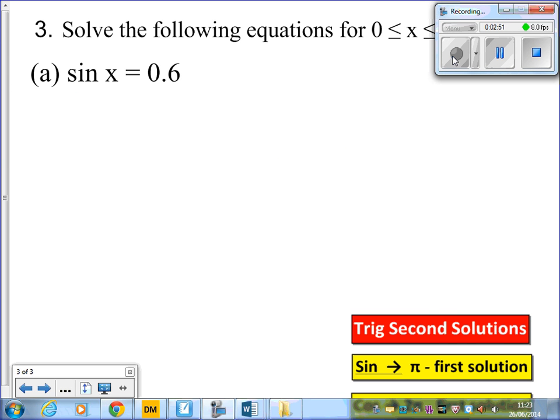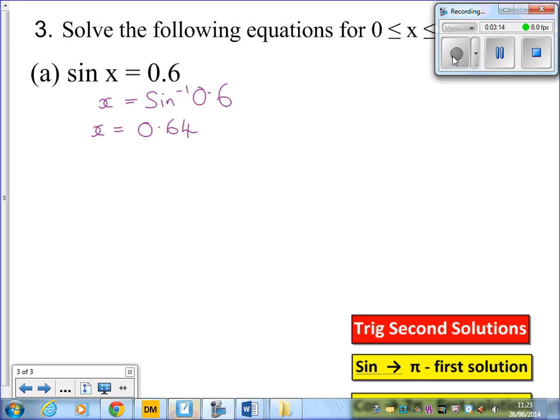For question 3, you'll need your calculator again. So I'm trying to find sine x. So that tells me x is sine minus 1 of 0.6. Put this in your calculator, you'll come out with a value of 0.64.